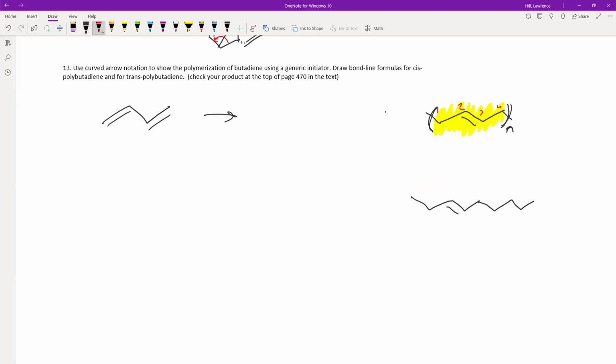So we have to be careful here. 4 carbon atoms: 1, 2, 3, 4. What am I doing wrong? 1, 2, 3, 4 carbon atoms. I'll circle every other one here. 1, 2, 3, 4. That's right.